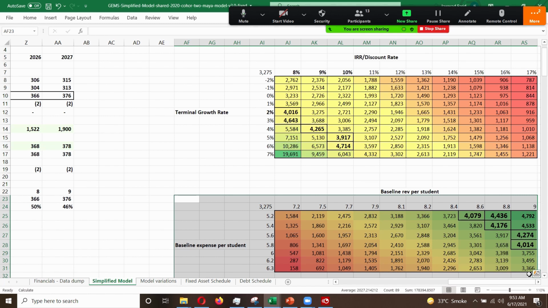And then you can even do a combo of both, right? So for example, baseline revenue and your discount rate, how does that work? Baseline expense and your discount rate, how does that work? And that gives you a better sense of what the numbers look like, what valuation direction you're going on, right?